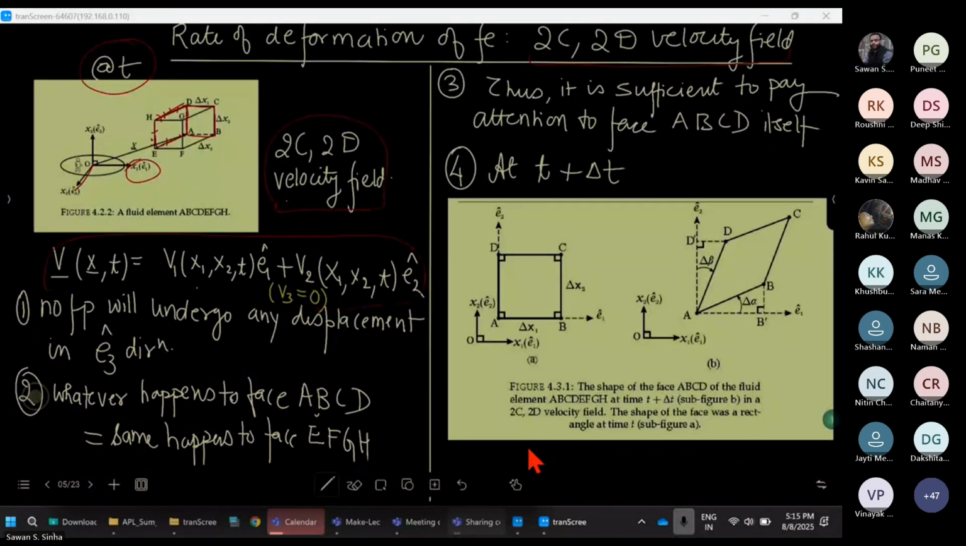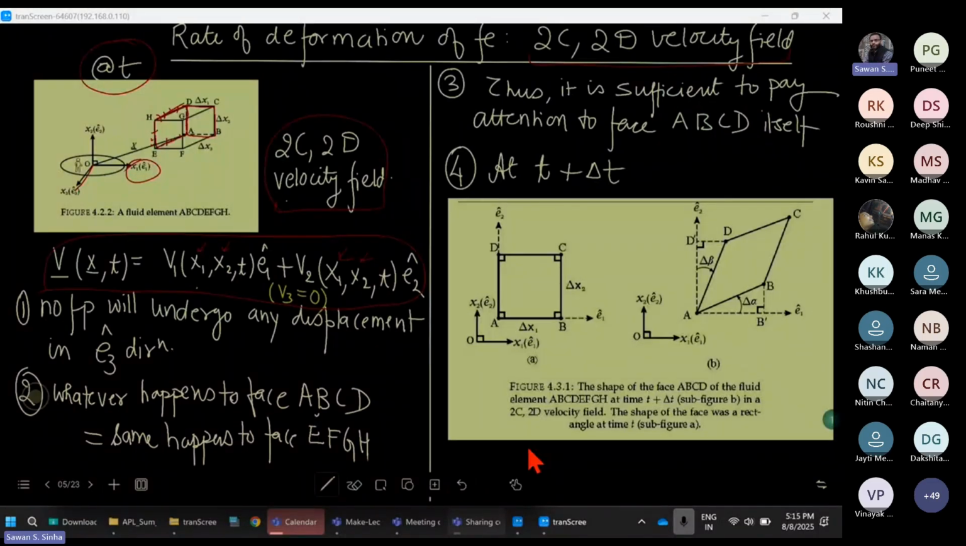Okay, so I say that the velocity field is 2C, 2D, which means that V(x,t) will have this form. 2 componential, E3 is gone. So I'm setting V3 to be 0. And 2D. And since it is 2D, I'm just putting x1, x2 here. X3 is not there. It means the velocity field, first of all, V3 is 0. And even V1 and V2, they depend only on x1, x2. There is no change in V1, V2 across various planes as you move along the third direction.